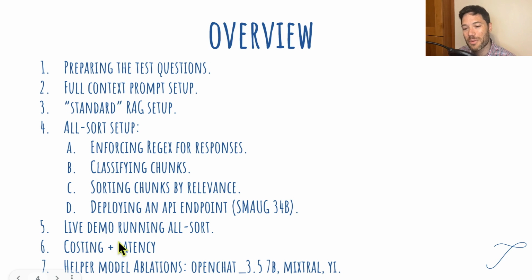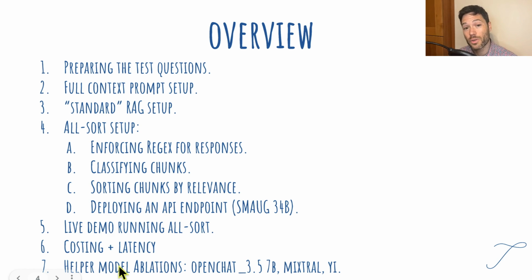Then I'll do a live demo running AllSort on a prompt. It takes just around a minute to run the prompt. Now, it is unoptimized, and I think quite a lot of time could be squeezed from that. Last off, I'll go through the costing of using this AllSort type of approach versus GPT-4, and I'll go through the latency as well, comparing it to GPT-4 Turbo using the full context and also using a vector search-based RAG method. Last, I'll show you a few quick helper model ablations.